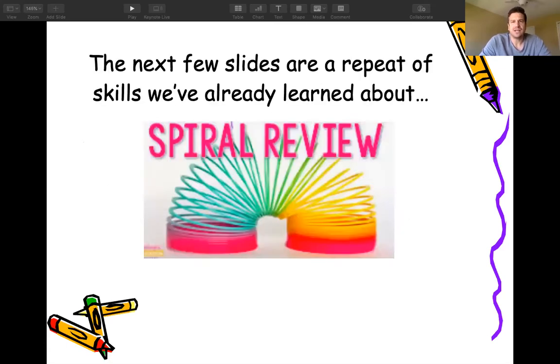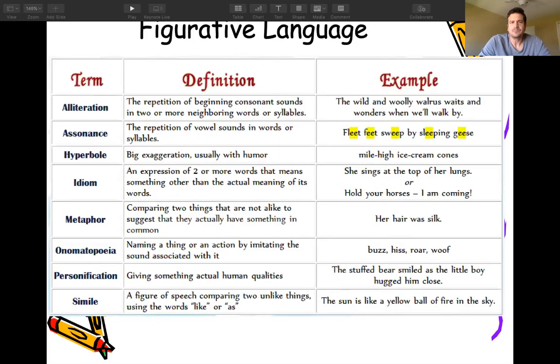And these few slides here are kind of spirals, skills that we've learned about. Alliteration, repetition of the consonant sounds at the beginning of words: the wild and woolly walrus waits and wonders when we'll walk by. Assonance is the repetition of vowel sounds. So feet, fleet, feet, sweep by sleeping geese. So it's kind of similar to alliteration, but it's vowel sounds.